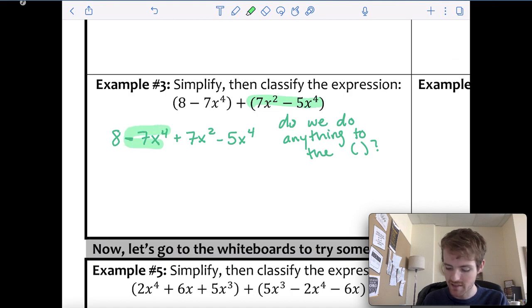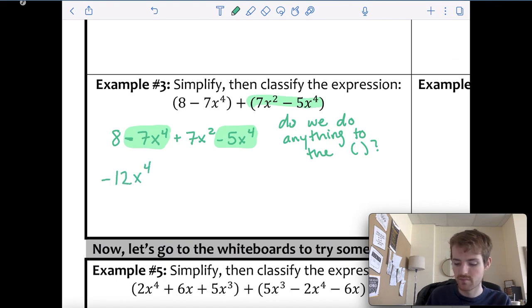I see this -7 and this -5 both have that degree of 4. Has that x to the 4th power. So I'll start by combining those. -7 minus 5, or -7 and a -5, give me -12 x to the 4th. My next biggest degree is going to be that 7x squared, and then that 8.